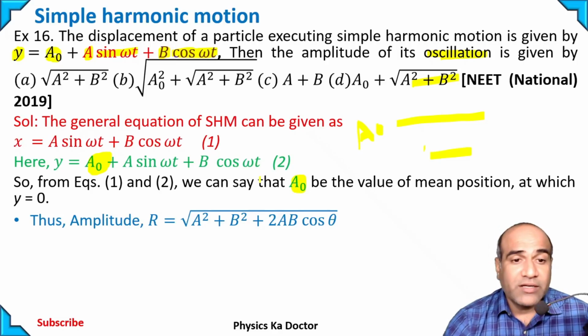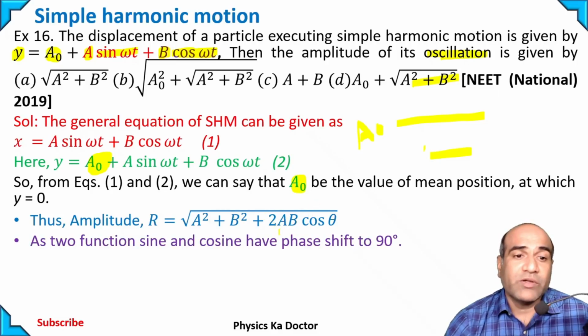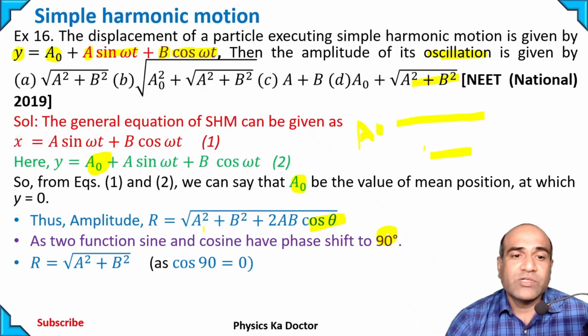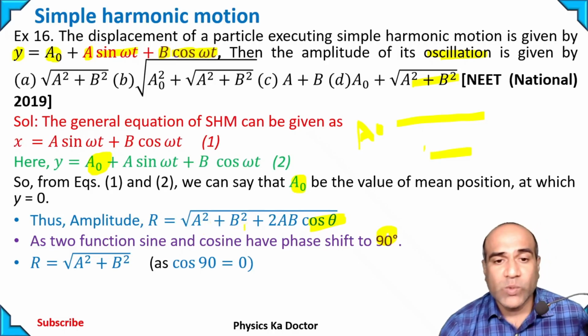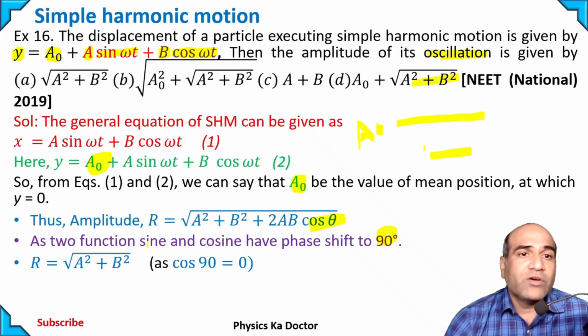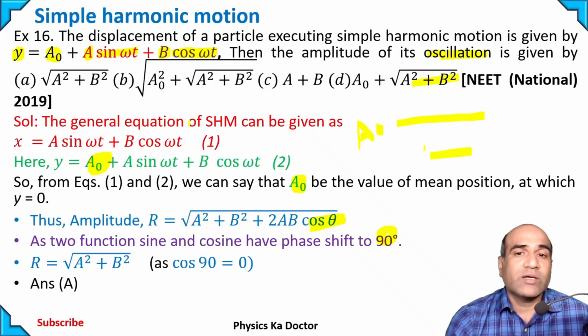The phase difference between omega t terms is 90 degrees. So amplitude R is equal to square root of a square plus b square plus 2ab cos theta. We know that both functions have a 90 degree angle, so it becomes just a square plus b square under root, and we need to find this. So the answer is under root a square plus b square, that is our correct answer.